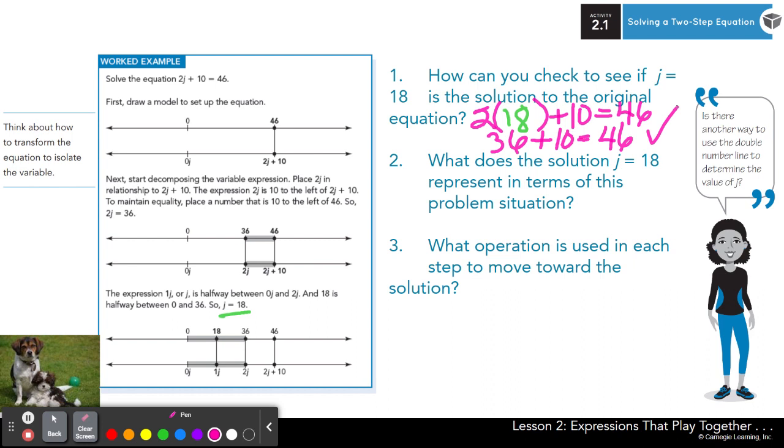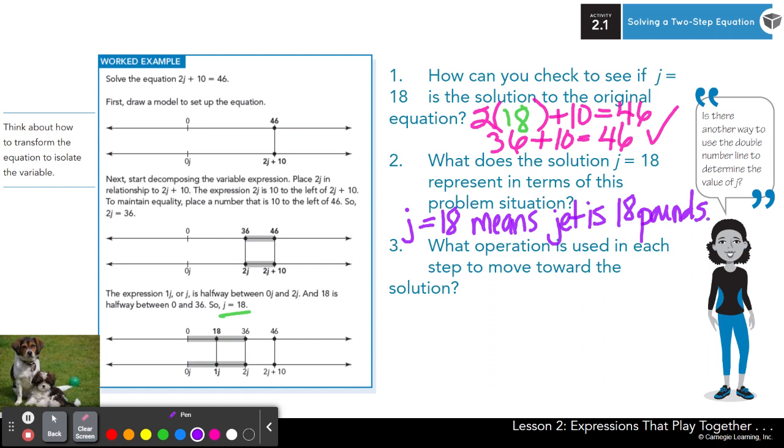All right, moving forward. Number 2, it says, what does the solution j is equal to 18 represent in terms of this problem situation? I hope you were listening before you went off to work because I had you underline it. So really, this was a freebie. J is equal to 18 means Jet is 18 pounds.